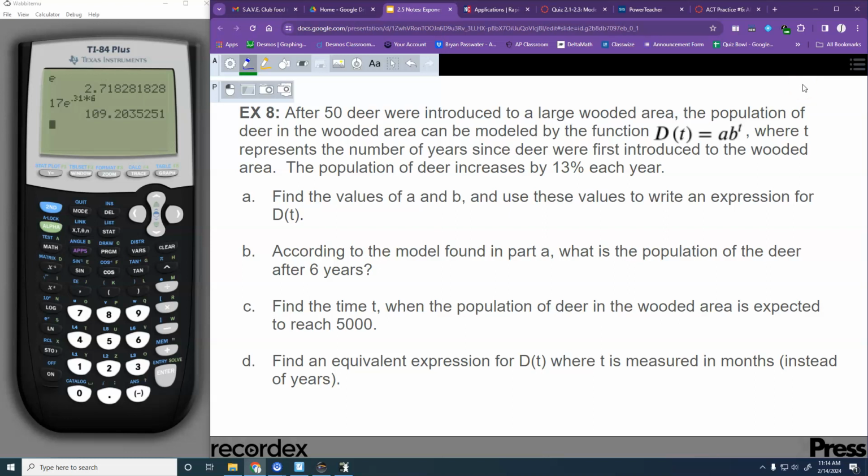We need to write the equation first. So d of t is going to equal, what's my starting amount of deer? 50. And then what should I use for my b value? It comes from 13%. It's going to be 1.13 because 13% as a decimal is 0.13, and we're adding 1 to it, so it'll be growth. And then that'll be raised to the t, where t is years.